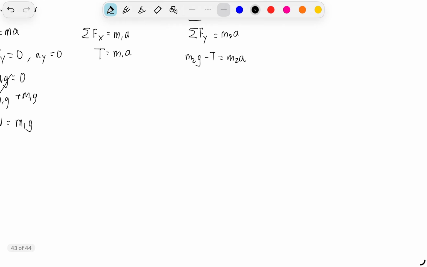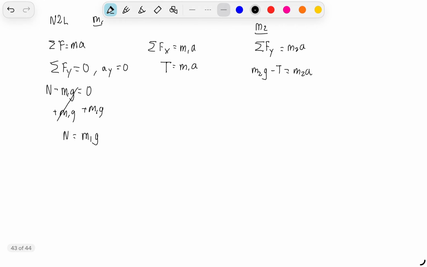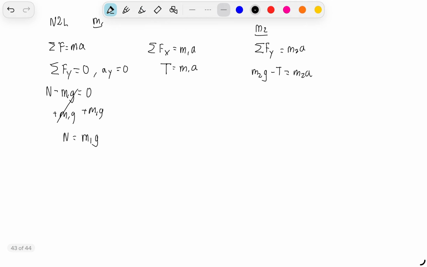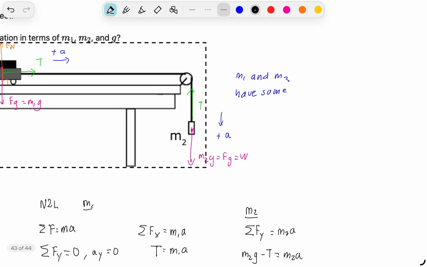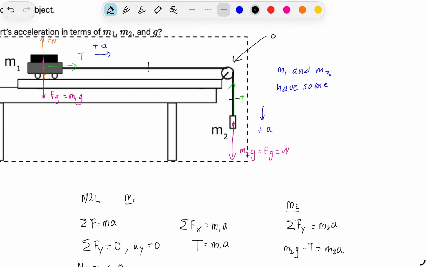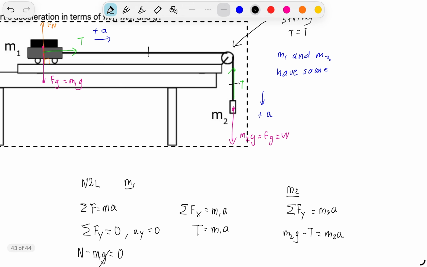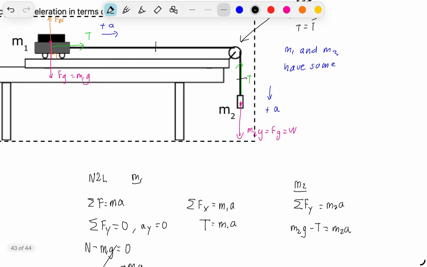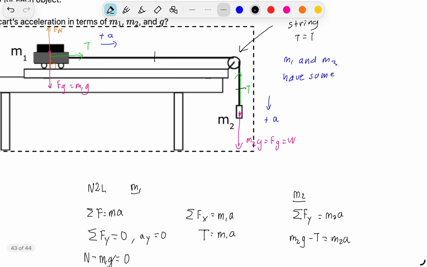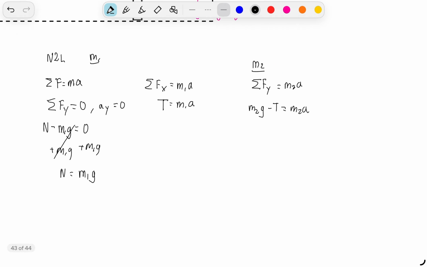Now we can solve the two equations together. Something important that you have to know is that the tension force is equal on both objects. This is one string, and because it's one string, T is equal to T because it's the same string that is pulling. We have Newton's third law acting here. Because that tension is going to pull M1 that way, it's also going to pull M2 that way as well, so they're acting in opposite directions.